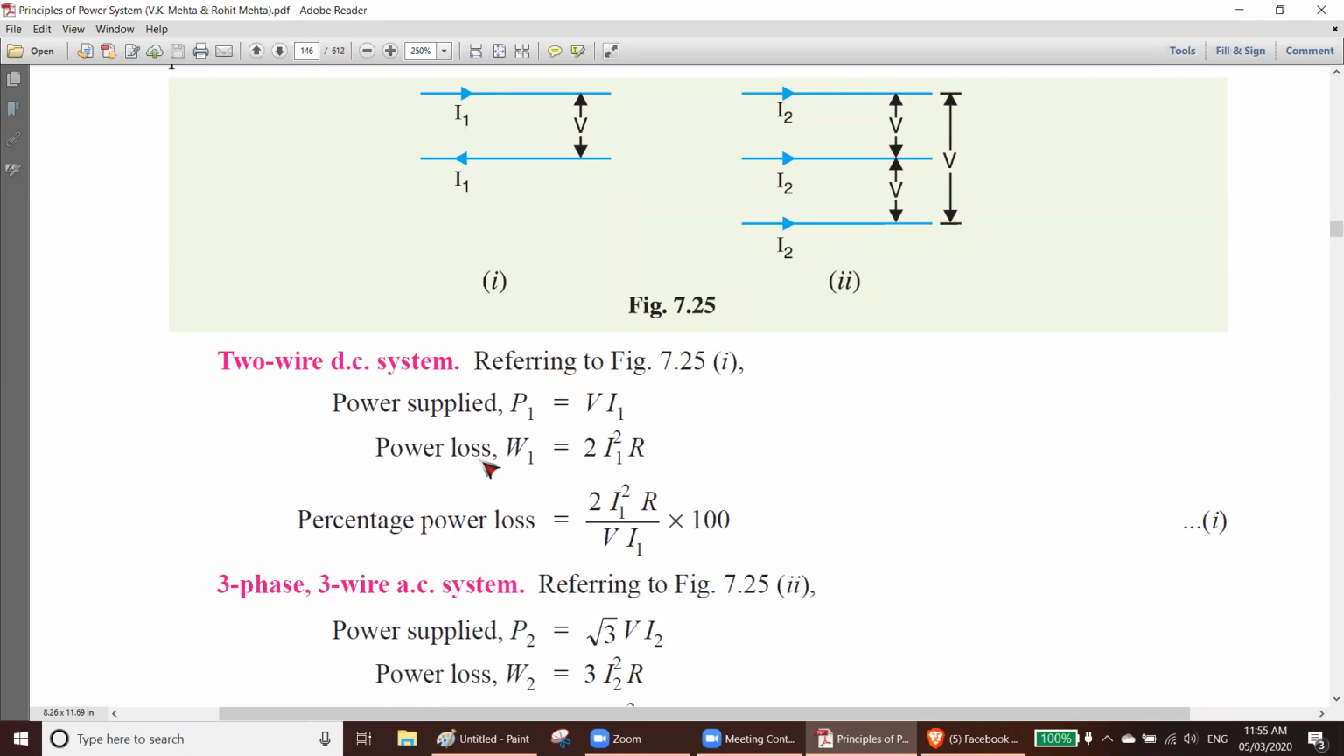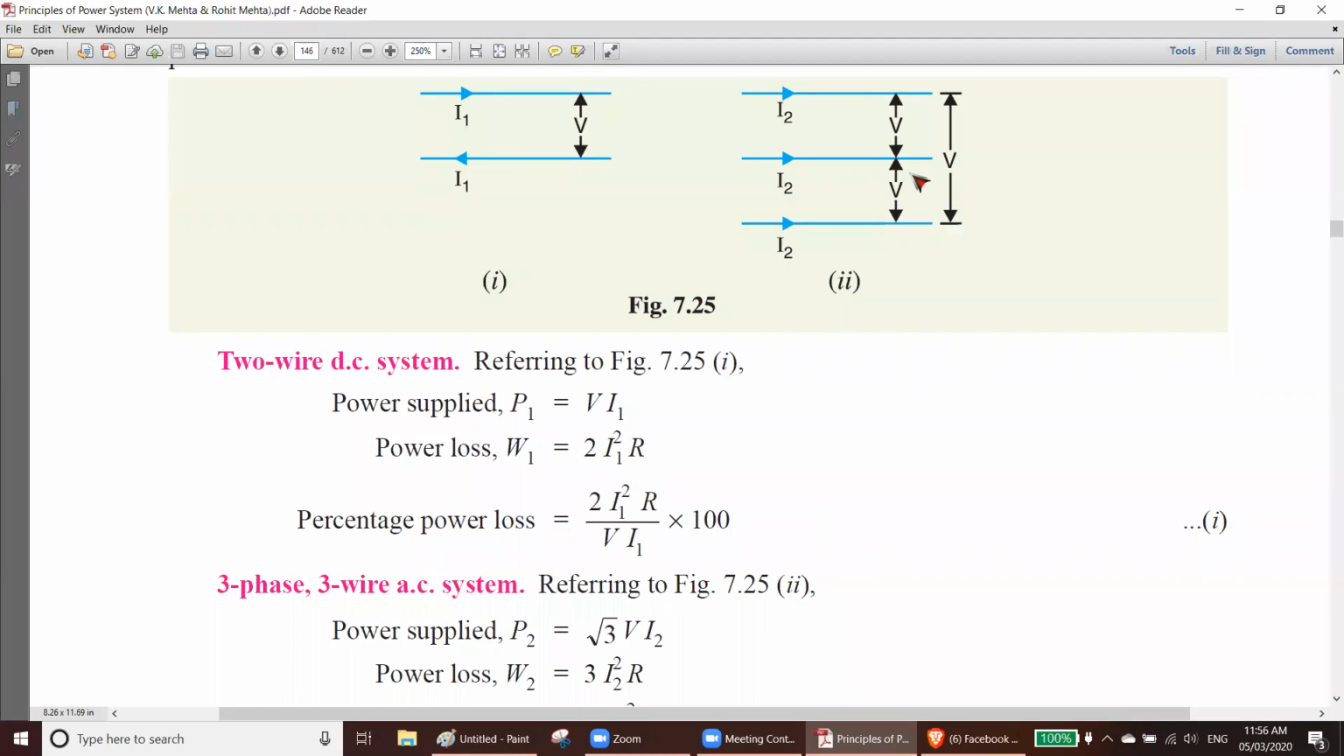And the power loss here will be 2I1 square R. Why 2? Because you have two conductors. Why I1? Because the current here is I1. What is R? For one conductor, the resistance is R. So percentage of loss. What is the percentage of loss? Percentage of loss will be line loss divided by total power into 100. That means the upper portion is the line loss, lower portion is the total power into 100. So 2I1 square R divided by VI1 into 100%. That is your first percentage of loss.